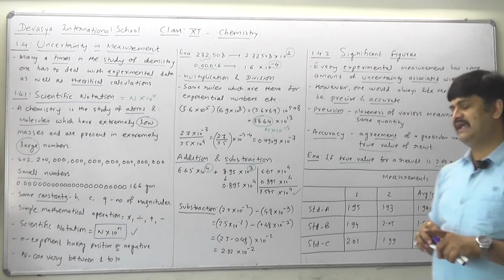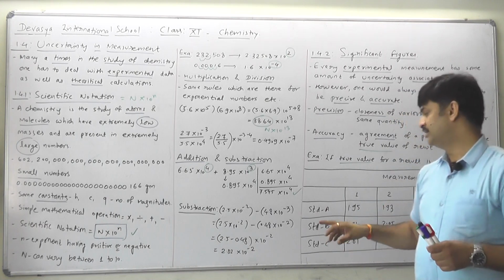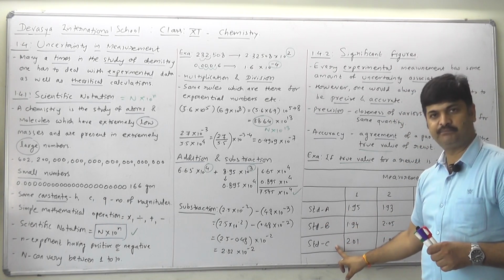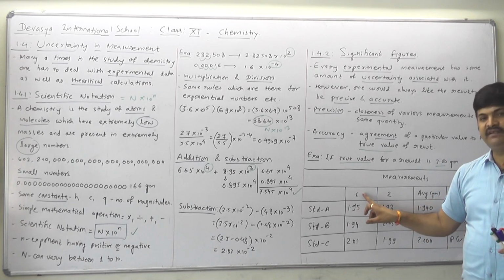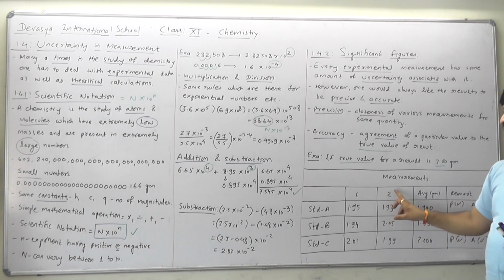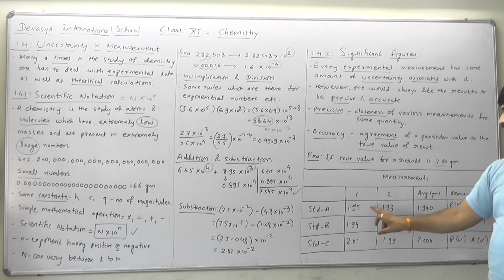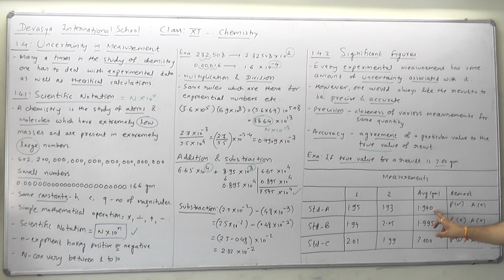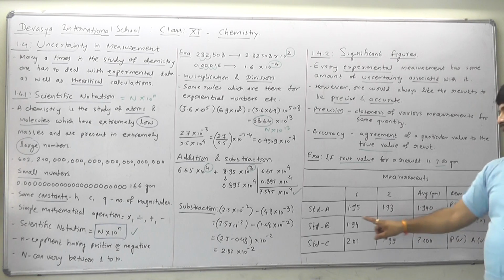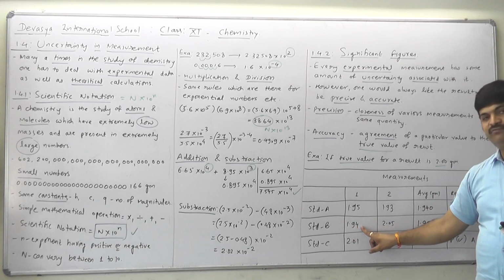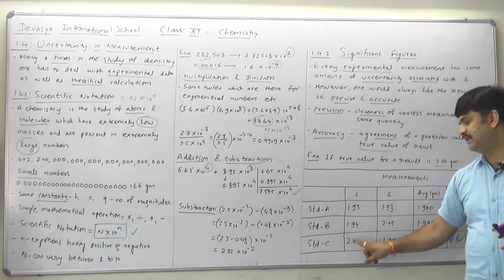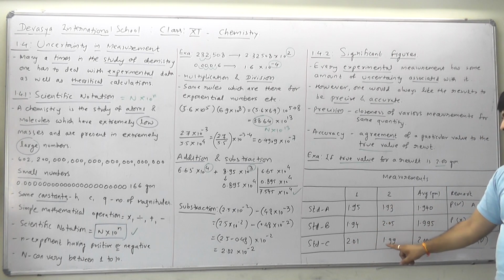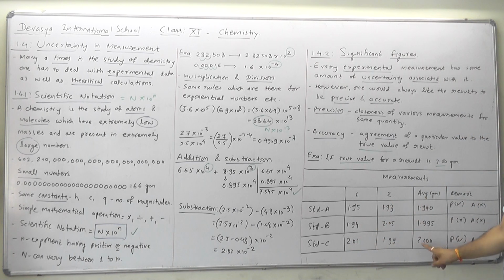And here three students are there, students A, B and C. Suppose A took a reading once and got 1.95, the second time 1.93. What will the average of these two be? 1.940. Similarly, student B got 1.94 and 2.05, the average is 1.995. Student C's first reading is 2.01, the second reading 1.99, and here the average came 2.